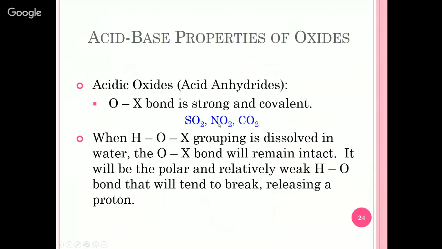So this bond, what this is saying here is when we're dissolving, these bonds stay intact, and then the hydrogen atom will actually bond to one of the oxygens. And that is what is really forming the acid, because the protons are never directly bonded to these highly electronegative elements. When we're looking at oxides, we're looking at oxyacids here, different than just your binary acids.